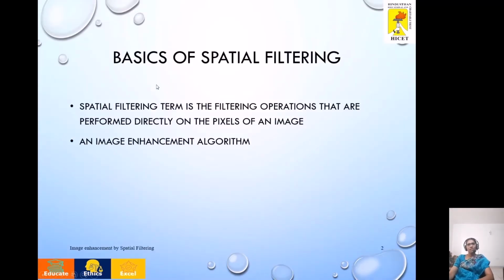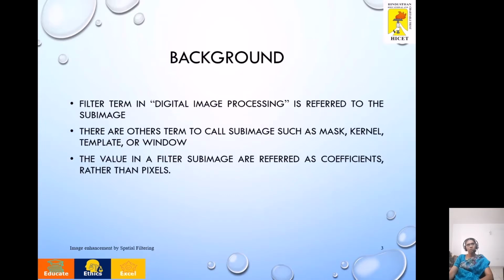Image enhancement helps to enhance the image such that the image is made better for visual perception. For that, one technique involved is spatial filtering. Spatial filtering is the term which helps to perform filter operations on an image. The filter operation is performed by moving a filter mask from point to point along the pixels of the image. This is an image enhancement algorithm, and this filtering technique is applied directly on the pixels of an image, so it is called spatial filtering.